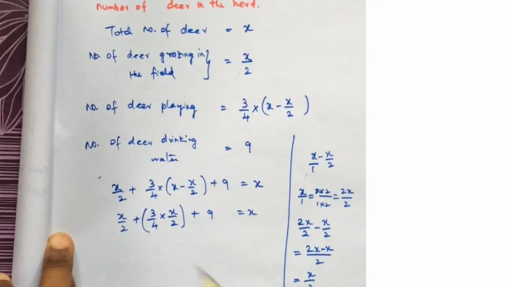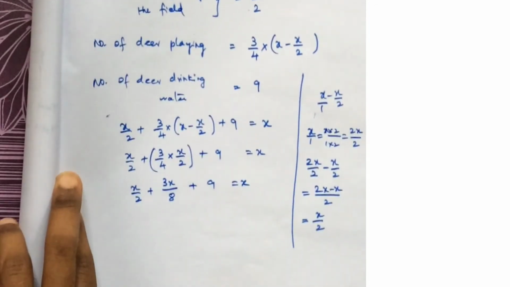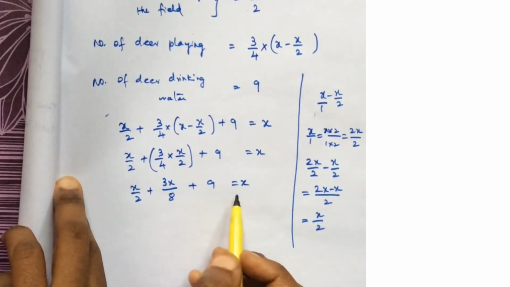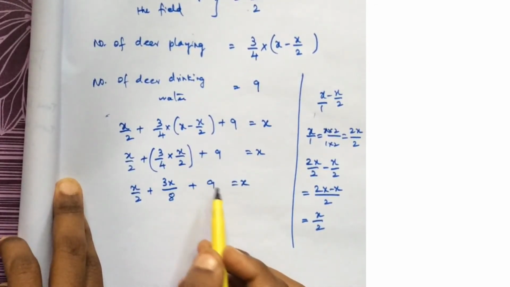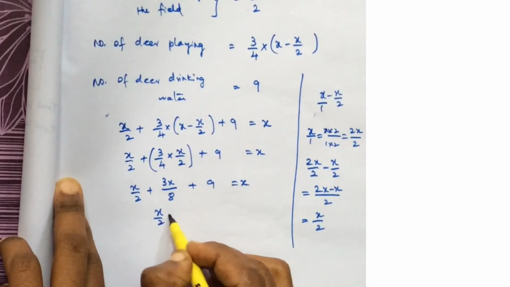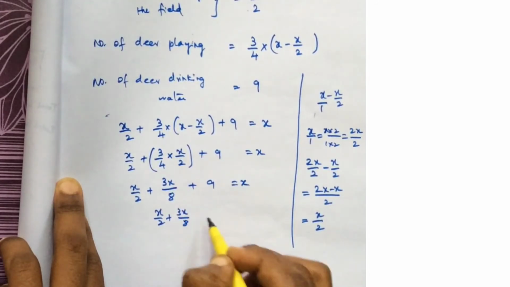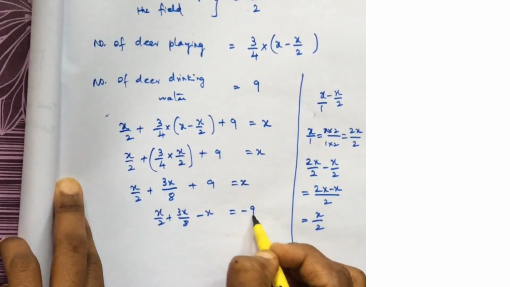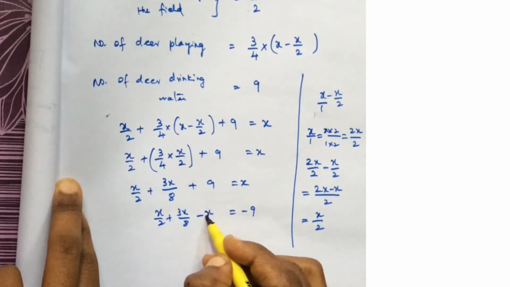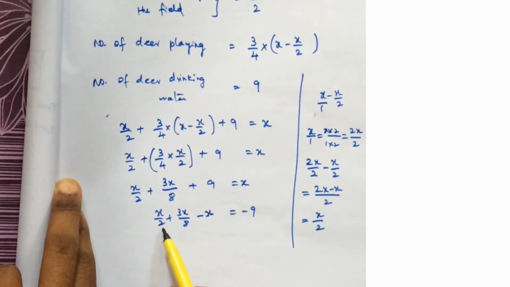Now, this is x by 2 plus 3 multiplied by x, which is 3x by 8, plus 9, that is equal to x. Now, I am taking this x to this side and 9 to that side. X by 2 plus 3x by 8 minus x, that is equal to minus 9. Now here the denominators are 2, 8 and here it is 1. If you take the LCM, that will be 8.